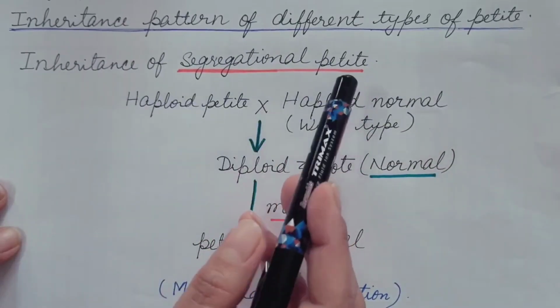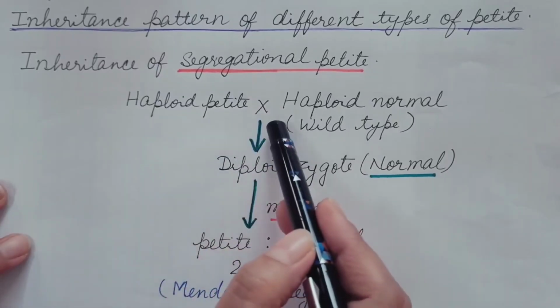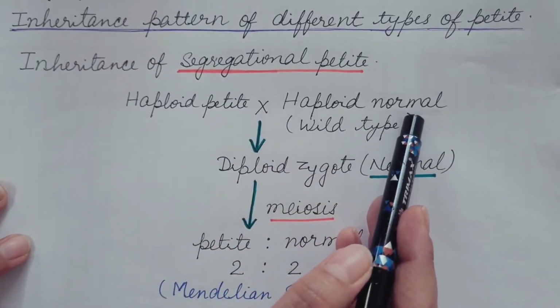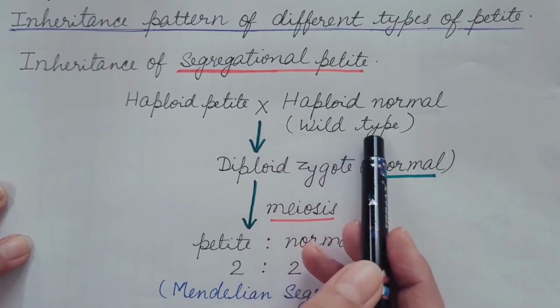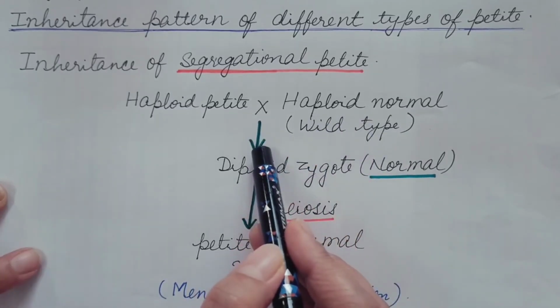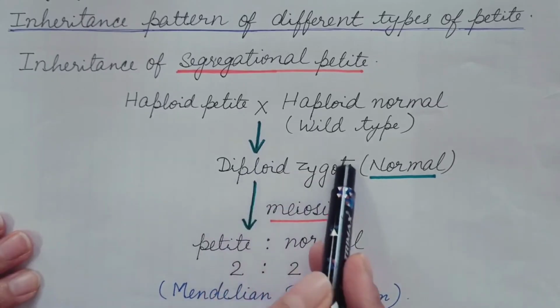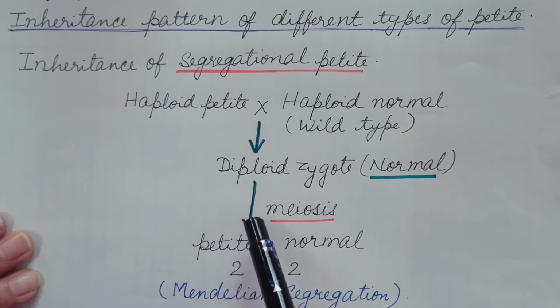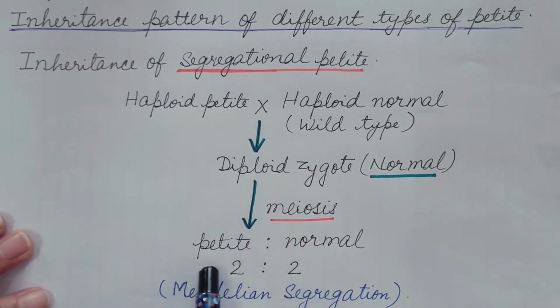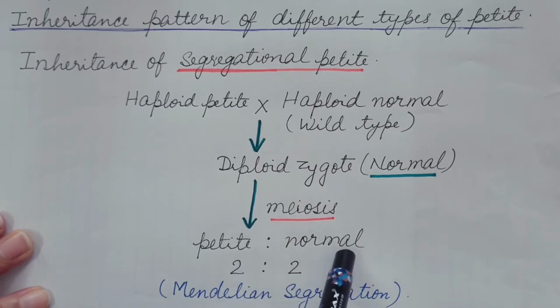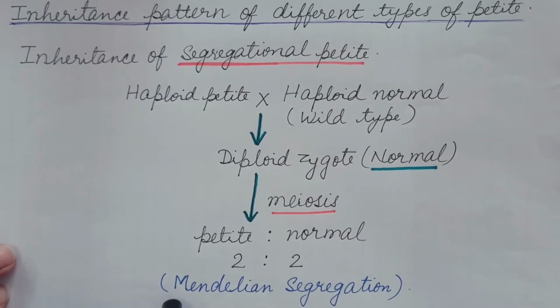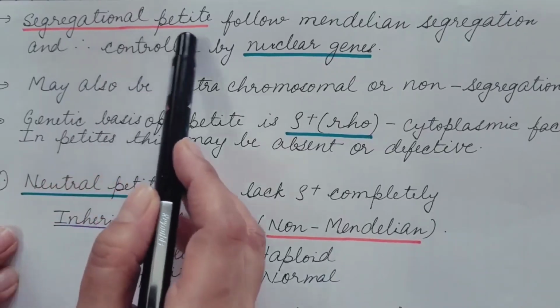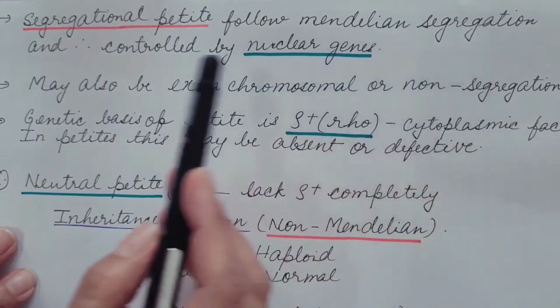Inheritance of segregational peptide. Here the peptide cell, which is haploid, is crossed with the normal cell, which is wild type or grande. This is also haploid, and when these are crossed, this gives the diploid zygote, which is normal. Then the zygotic meiosis takes place, both meiosis 1 and meiosis 2, and we get the peptide and normal ascospores in the ratio 2:2. So this ratio indicates that there is Mendelian segregation taking place. So we can conclude that segregational peptides follow Mendelian segregation.